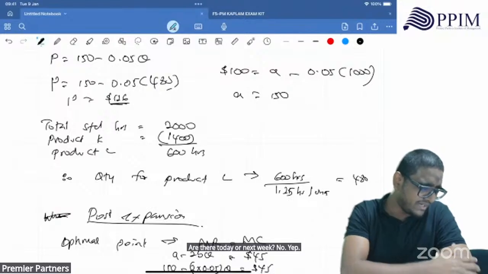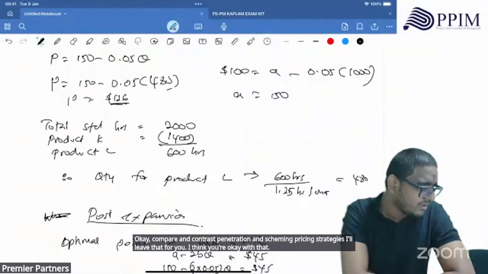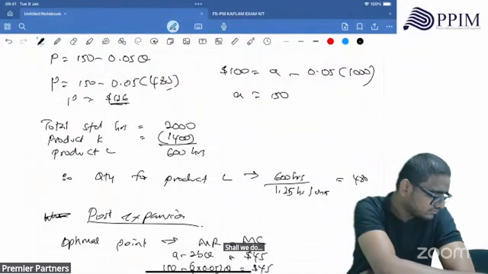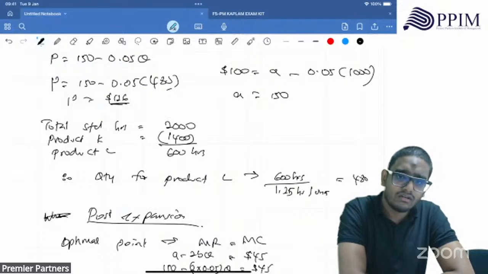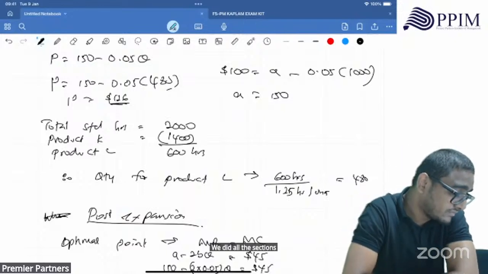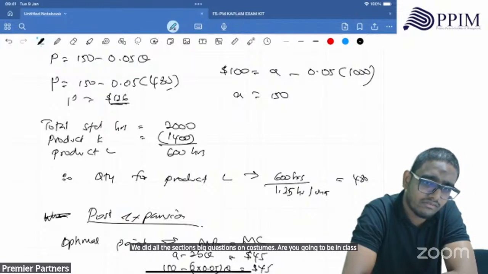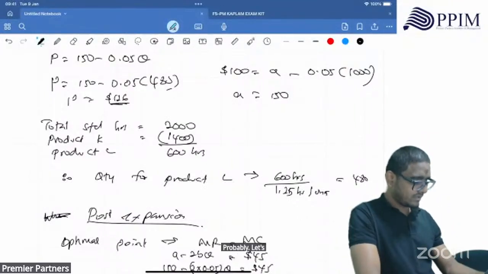Okay, compare and contrast penetration and skimming pricing strategies. I'll leave that for you. I think you're okay with that. Shall we do? We did all the section B questions on costing. I did quite a bit in class while I was in lecture, but have you finished everything? Let's see if we've done this question.